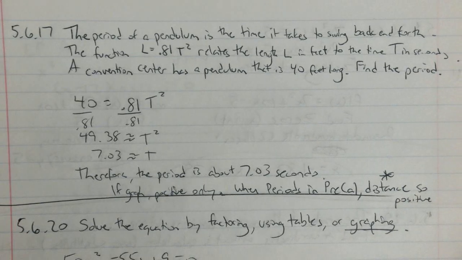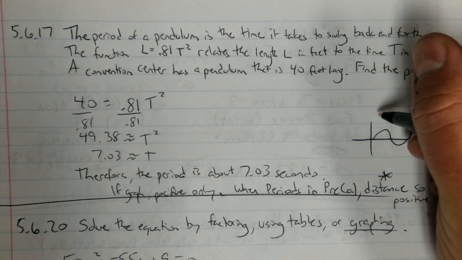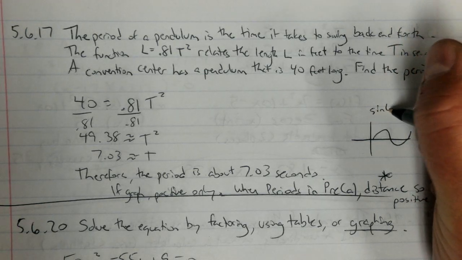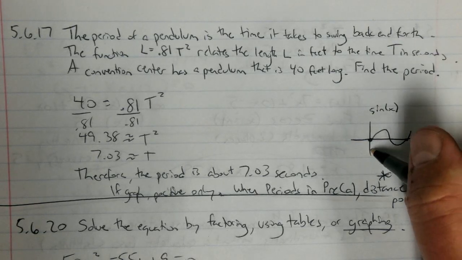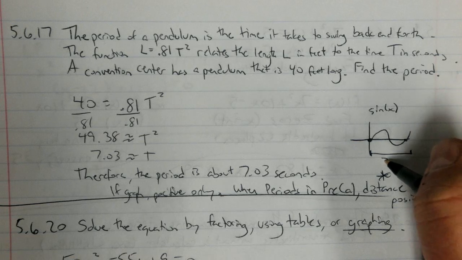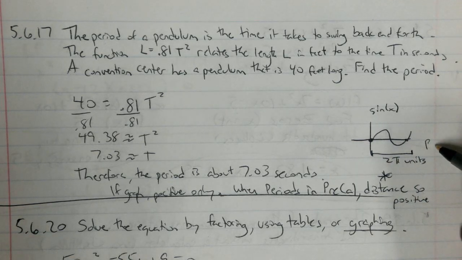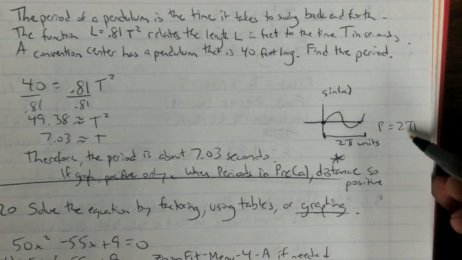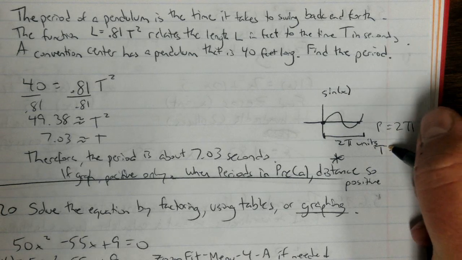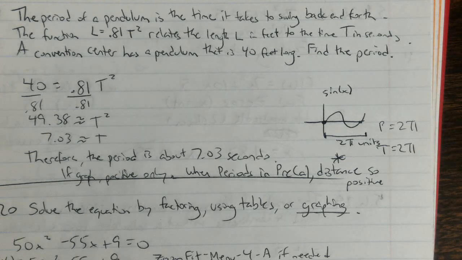Don't want to get too much into that, but you're going to have a trig function called sine of x. And so like from here to here, that distance is 2 pi units. And so you'd say your period is 2 pi. And sometimes they're going to say p equal 2 pi, sometimes they're going to say t equal 2 pi. So that will help you understand what the period is.